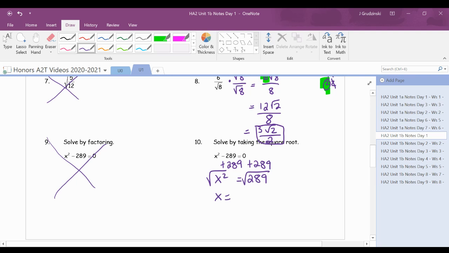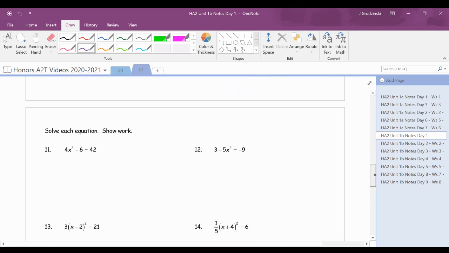It's really important to remember that whenever you take a square root of both sides, you have to put a plus or minus symbol in front of it. So you should automatically do that. And then the square root of 289 is 17. So that just means that our answer could be positive 17 or negative 17, which makes sense because if we were to square either of those, it's going to give us an answer of positive 289.